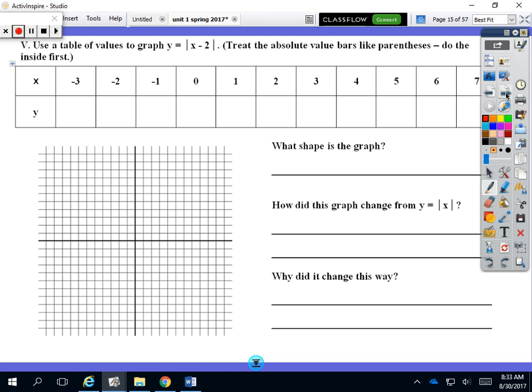If x is negative 3, negative 3 minus 2 is negative 5. Absolute value of negative 5 is 5. And then let's just plug all these in. You might want to stop the video, put these in your calculator, and figure these out for yourself, because you will have to be able to do this on your own, not just copying it from me doing a video.